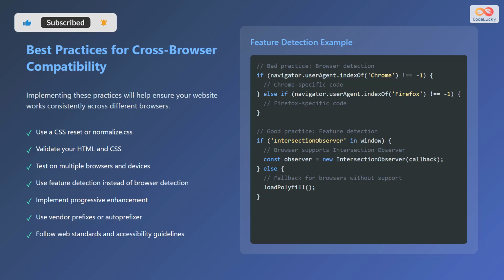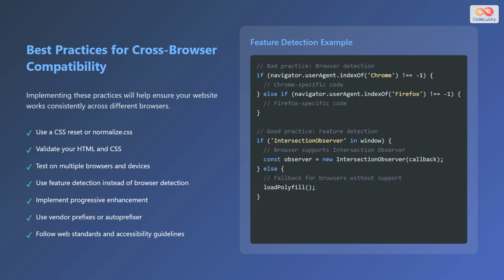Implement progressive enhancement to provide a baseline experience for older browsers while enhancing the experience for modern browsers. Use vendor prefixes or auto-prefixer to ensure compatibility with different browser engines. Follow web standards and accessibility guidelines to create inclusive and compatible websites.